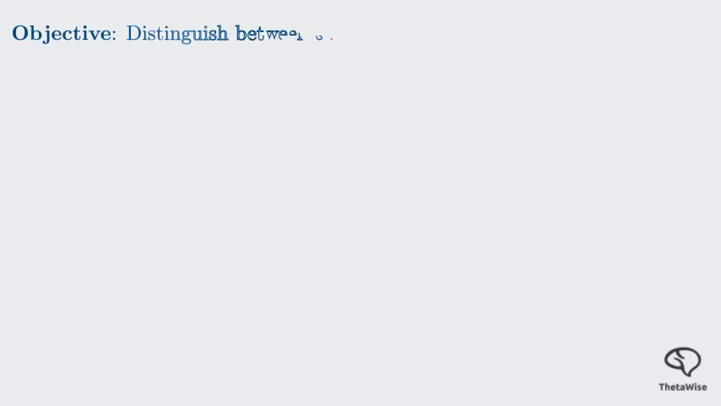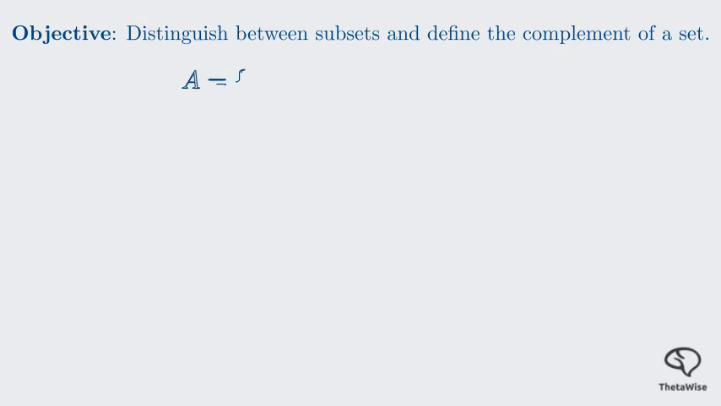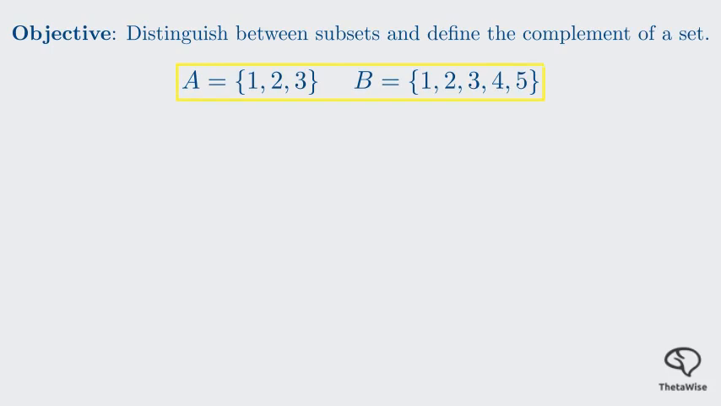Next, we need to understand how sets relate to one another through subsets and complements. Let's define two sets, A and B. Notice that every single number in A is also found inside B. We say A is a subset of B. The symbol looks like a sideways U with a line under it. This means A could be smaller than B, or it could be exactly the same as B.